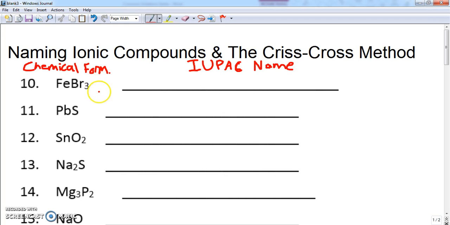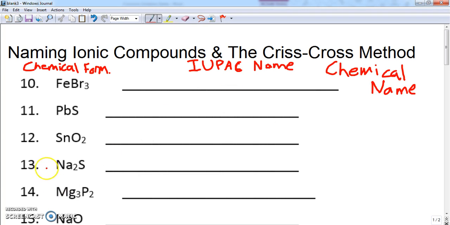Something I might not have been clear on before is that these symbols over here on the left side are called the chemical formula. And over here we have what's called the IUPAC name, or just the chemical name. IUPAC comes from the International Union for Applied Chemistry. It's French, so that's why the A and the P are backwards.